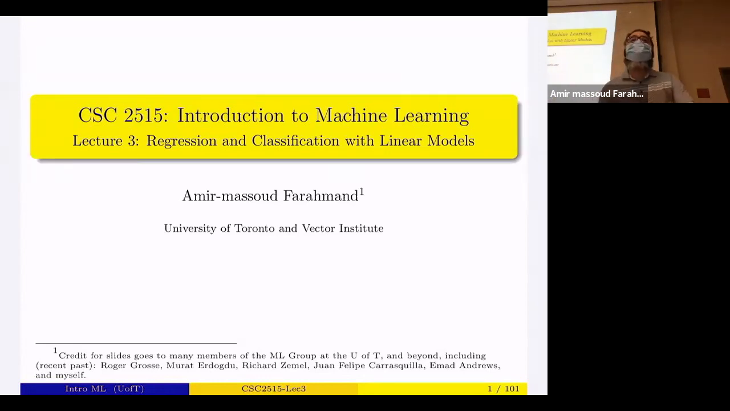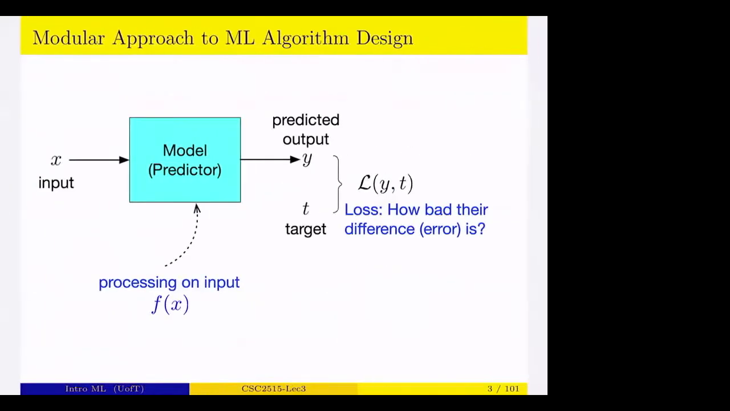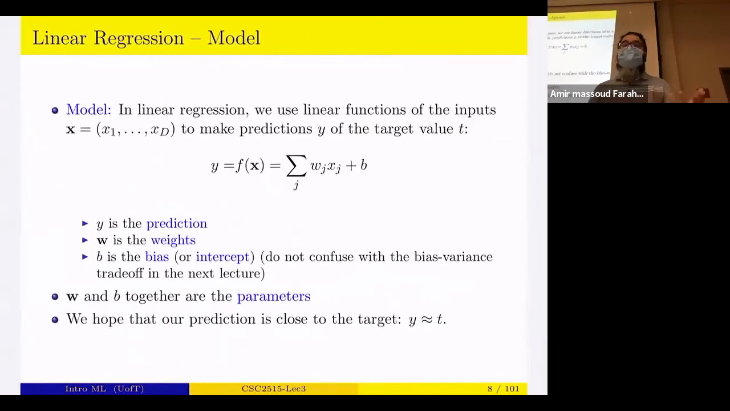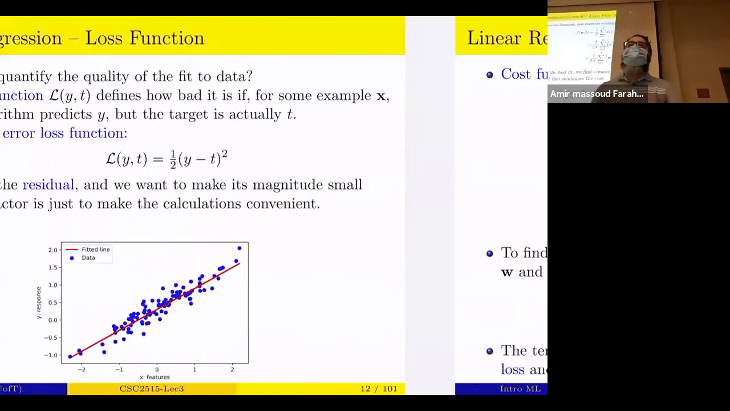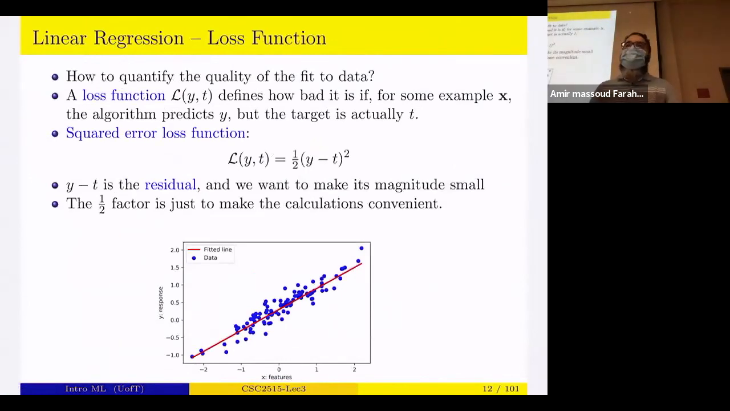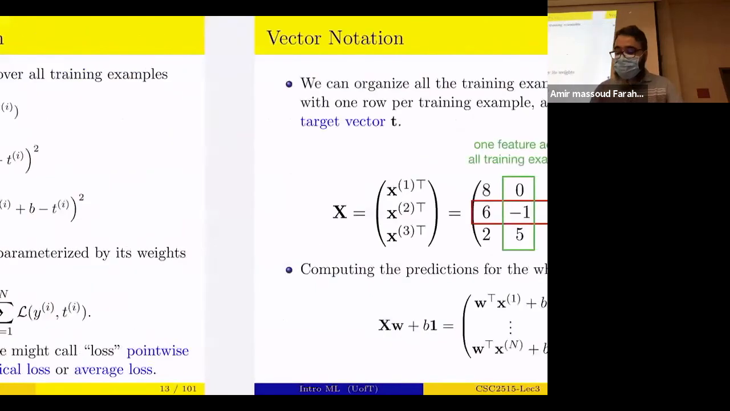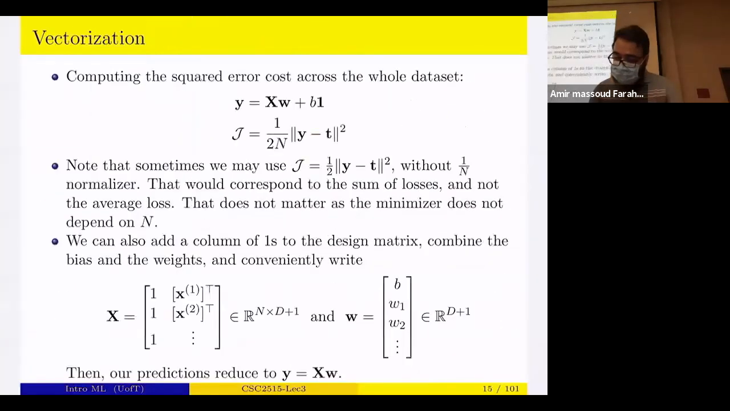So last lecture, I talked about regression with linear models. I'll just go through it very quickly. We have a model, and I talked about the regression with the linear model. And then a few slides later, we talked about the concept of the loss function and the cost function, and that we want to minimize it in order to find the best weights. I also talked about the vector notation.